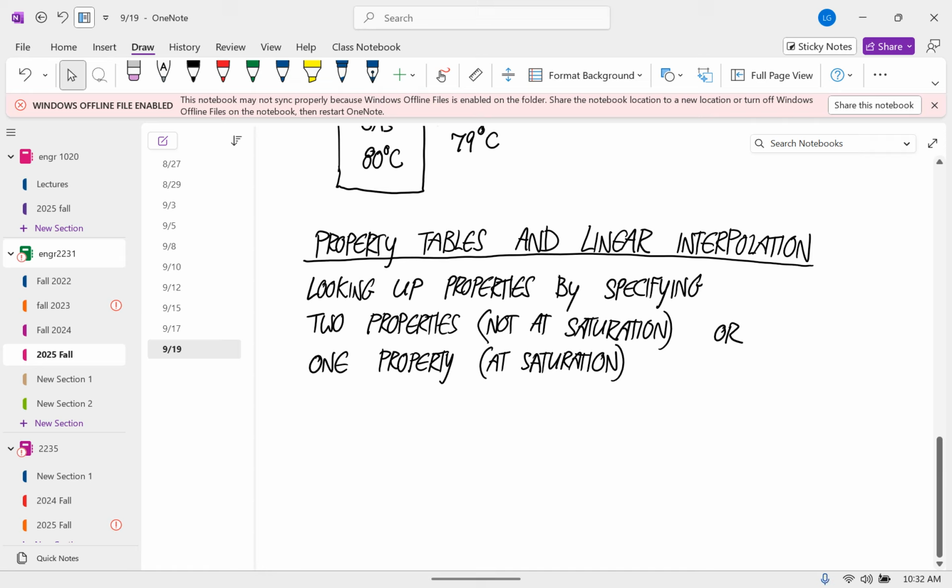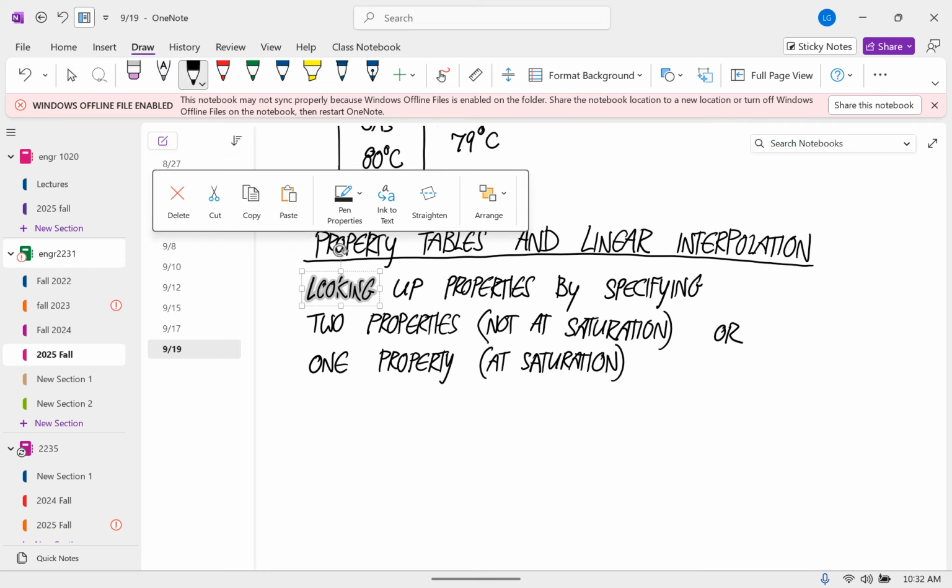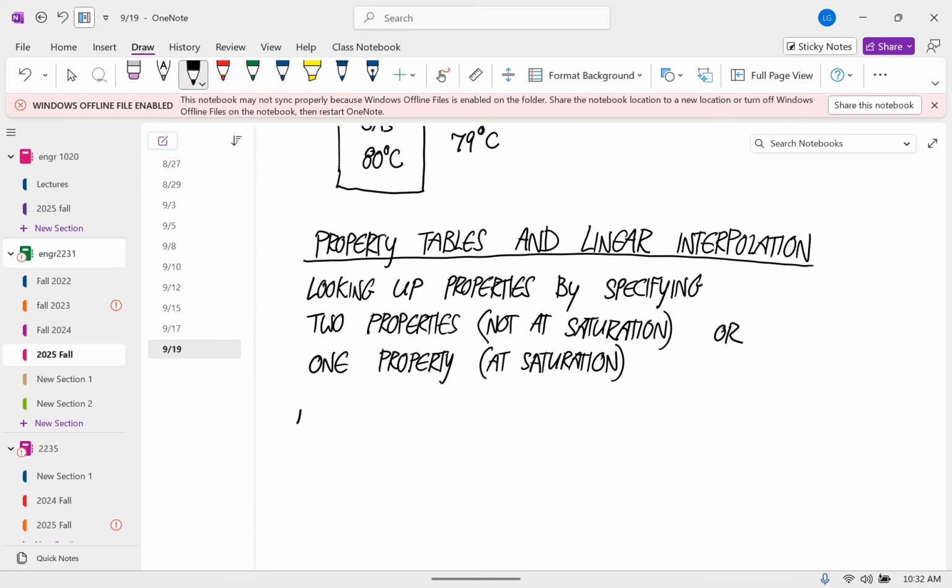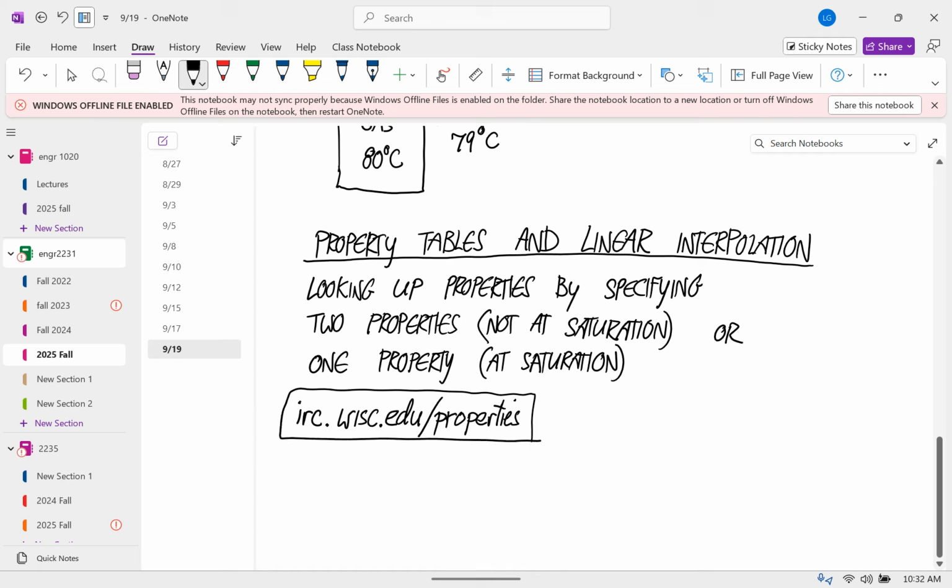But let me tell you that everything that we are going to do with tables, you can get much faster by doing this. Go to irc.wisc.edu/properties. So you're going to want to use this website in this class. Let me just quickly show you how it works.